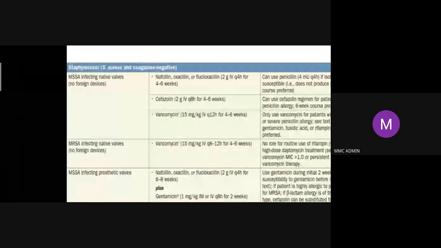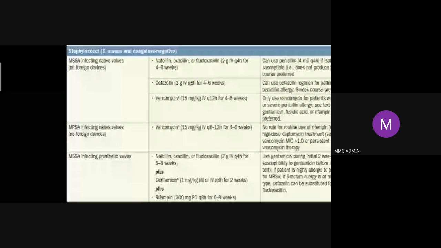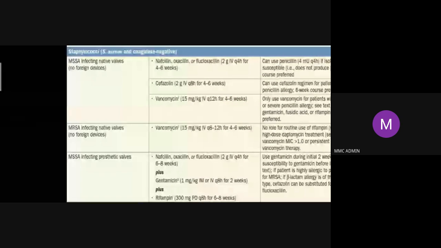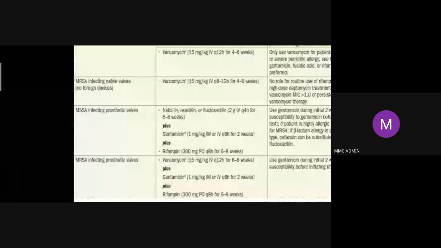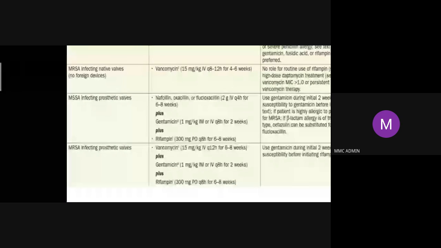If methicillin-susceptible staphylococcus is infecting the prosthetic valves, then we will give methicillin, oxacillin, or flucloxacillin in combination with gentamicin. If MRSA is infecting the prosthetic valve, we will give vancomycin plus gentamicin plus rifampicin.